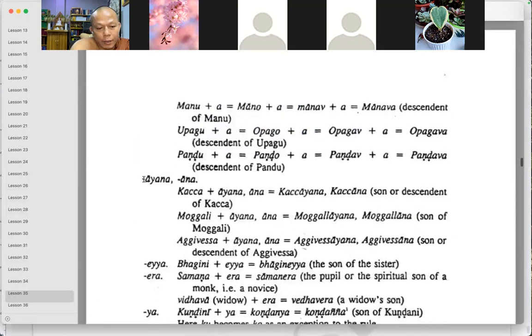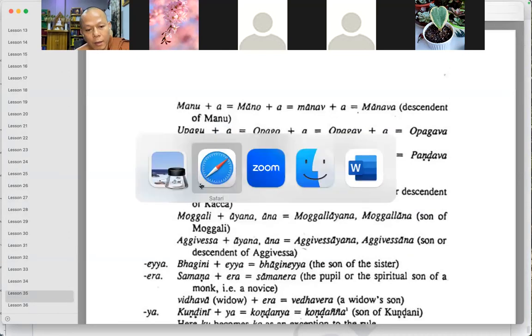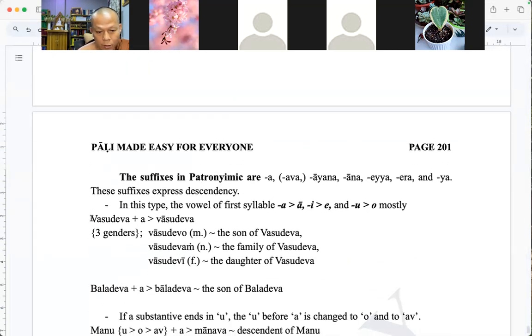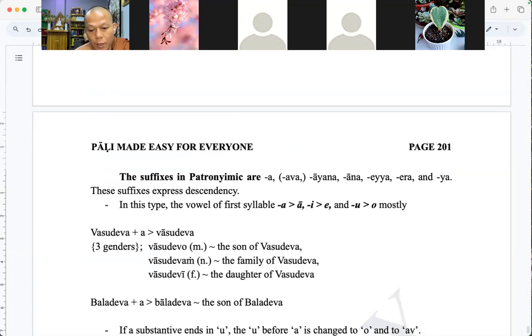And then now another suffix is ayana and ana. Okay, ayana and ana. Now these are a suffix and also ava. But ava is the result of the second one.